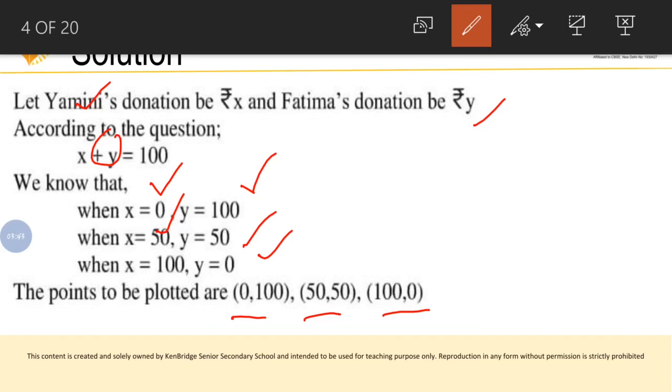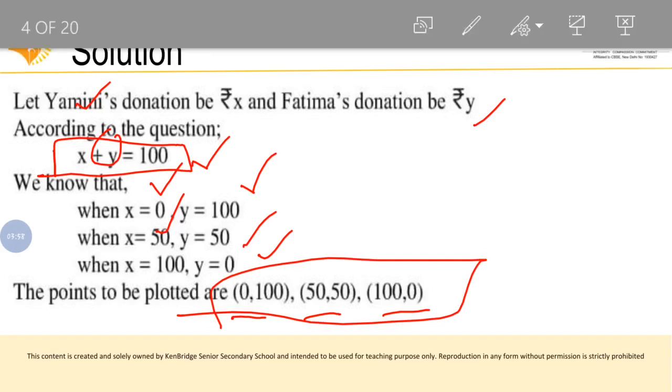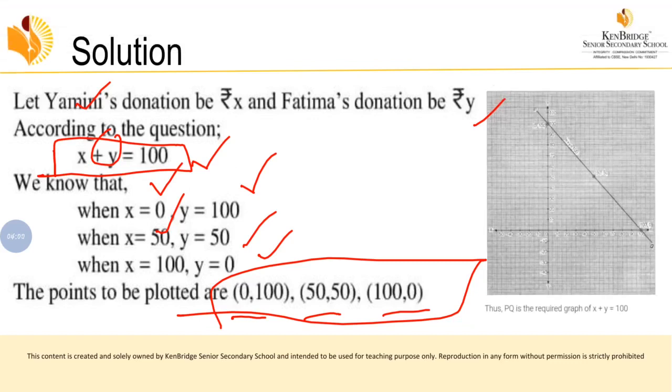So we have found the points. Already we have written the equation. In the question they asked us to write the linear equation, which we have already written. Now we have found the points that have to be plotted on the graph. Let's see how to plot these points on the graph.